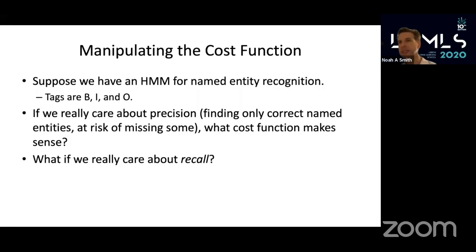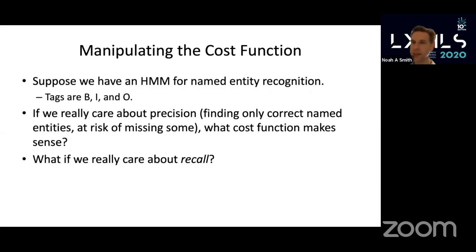Turning this around a little bit, it leads us to kind of an interesting idea I like to think about, where you get to manipulate the cost function. So here's a concrete example that's kind of interesting. Suppose we're using a hidden Markov model to do named entity recognition, and our tags are B, I, and O. Let's just not worry about whether we're dealing with the difference between person, place, organization, and so on. We just have, where are the named entities? Let's find the spans that correspond to named entities.